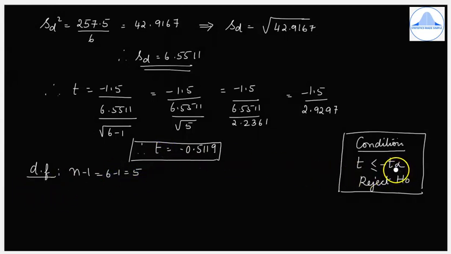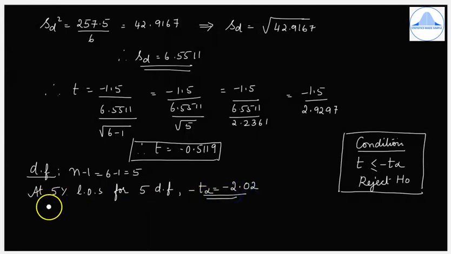So we have the T value. Next we need minus T alpha. This we can find out from the statistical table. So at 5% level of significance, for 5 degrees of freedom, minus T alpha is equal to minus 2.02. This we get from the statistical table.